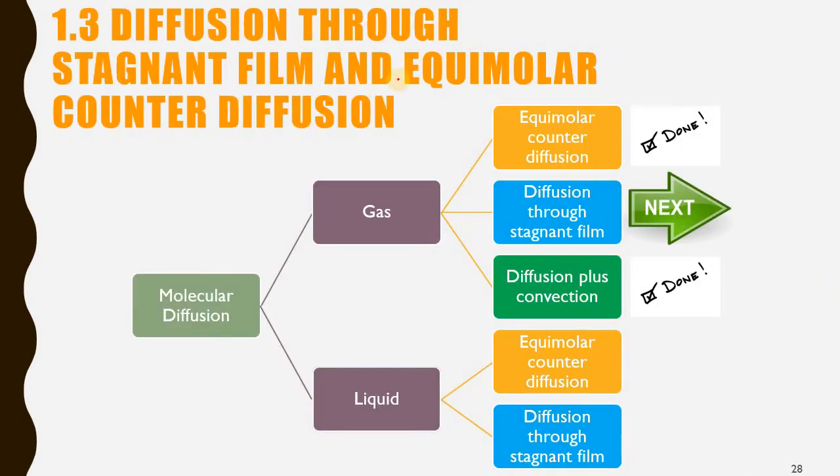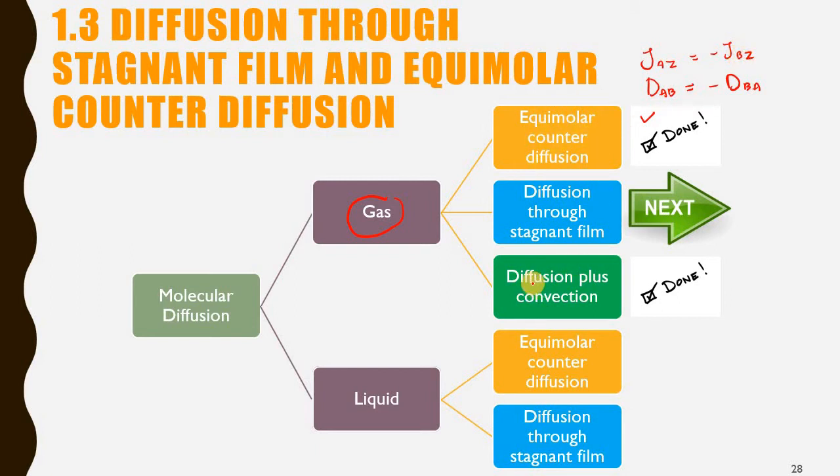Okay, next we will see the next type of diffusion. So far for gas we already covered equimolar counter diffusion. Do you remember that DAB is also equal to negative DBA? So for molar flux, JAZ is also equal to negative JBZ. Okay, so this is for equimolar counter diffusion.